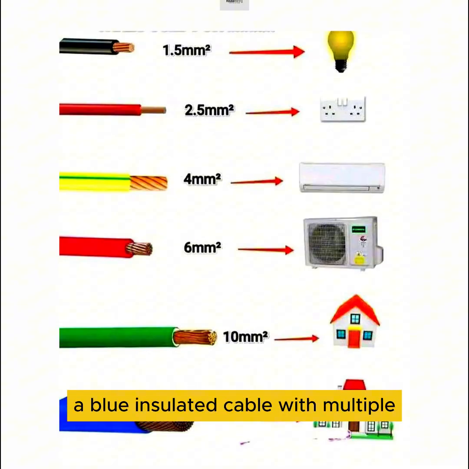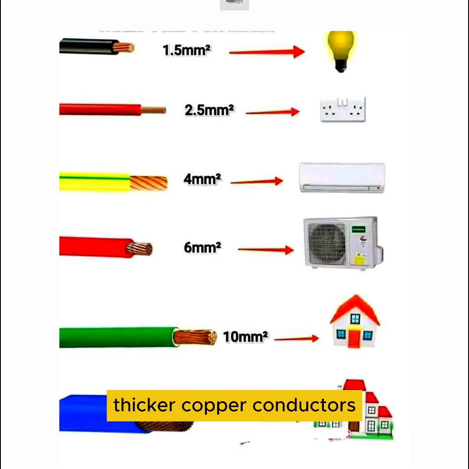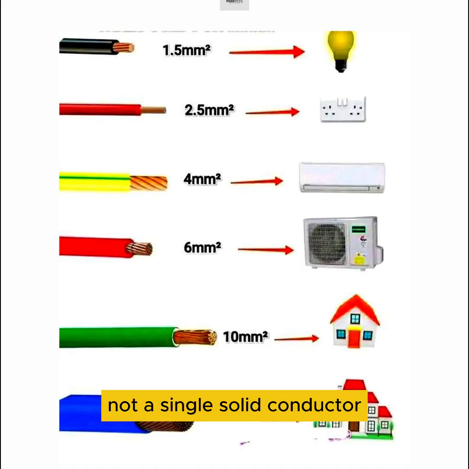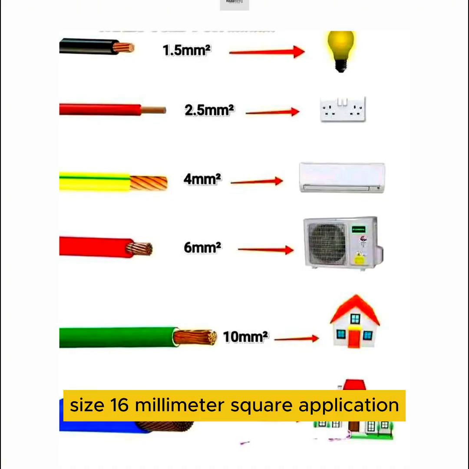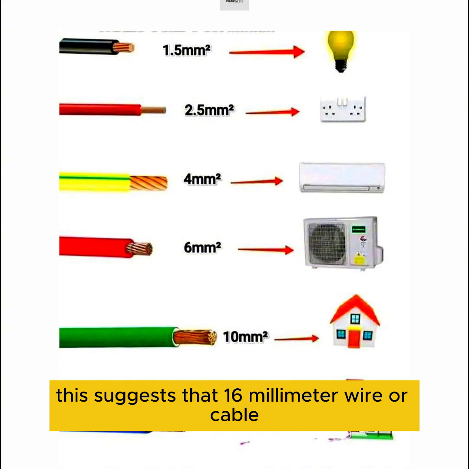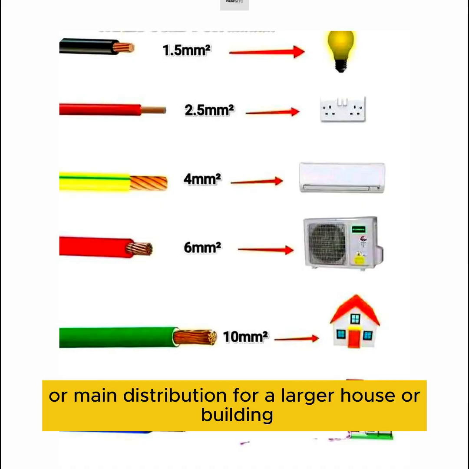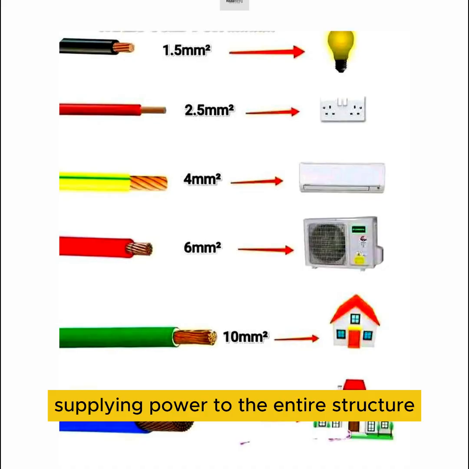Blue wire, 16 millimeter square. Appearance: a blue insulated cable with multiple thicker copper conductors. Appears to be a multi-strand cable, not a single solid conductor. Size: 16 millimeter square. Application: an arrow points to a larger house icon. This suggests that 16 millimeter wire or cable is used for the main service entrance or main distribution for a larger house or building, supplying power to the entire structure.